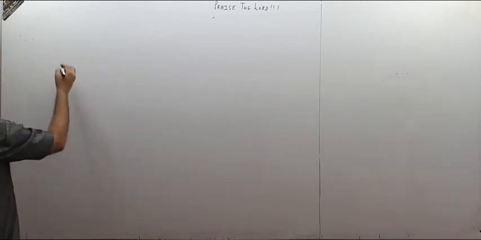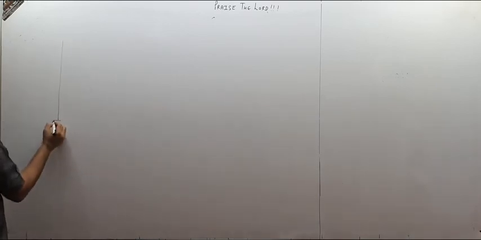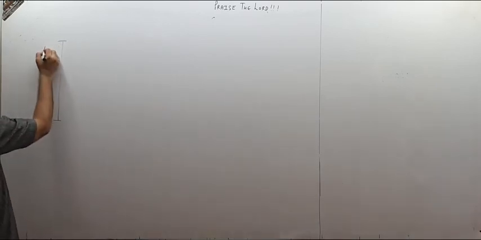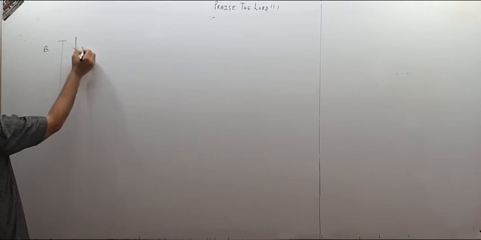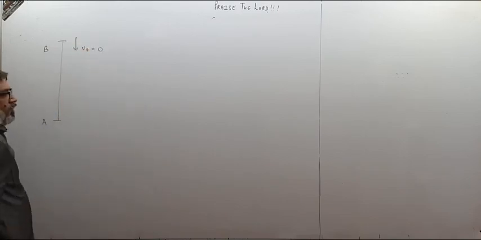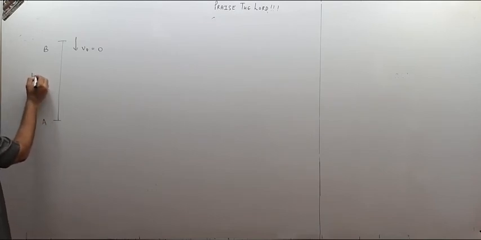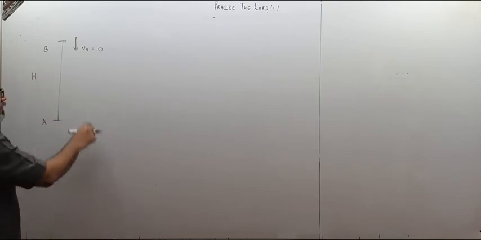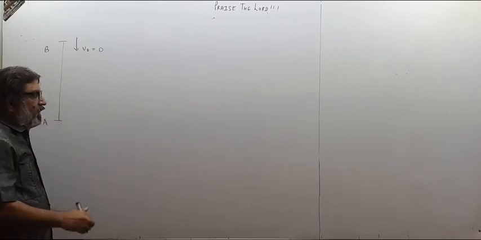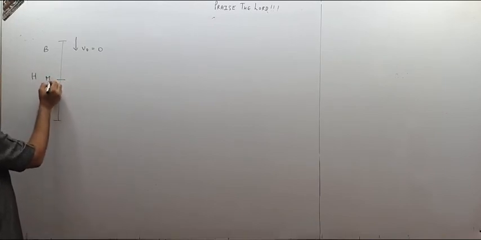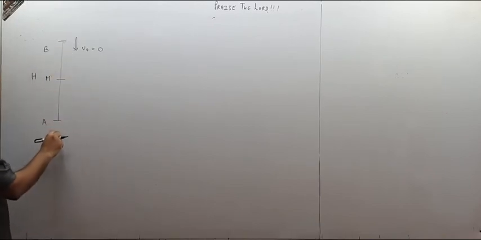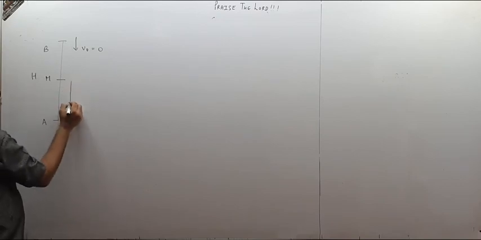One more interesting sum, children. There is a tower of certain height A to B and a stone is dropped from here with initial speed 0. It is told to us that if h is the height of the tower, as the stone falls, it covers half the height of the tower. See, this is the midpoint of the tower. This much distance is covered by the stone in the last 1 second.